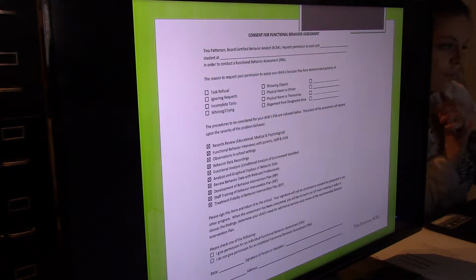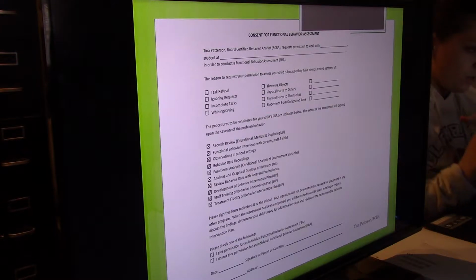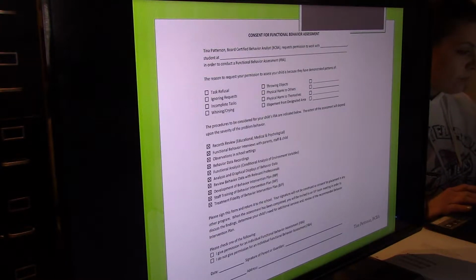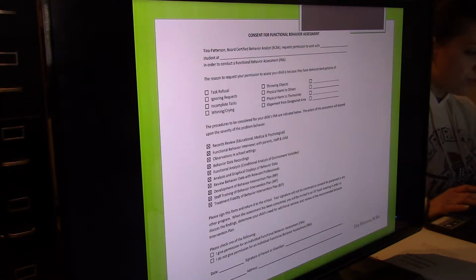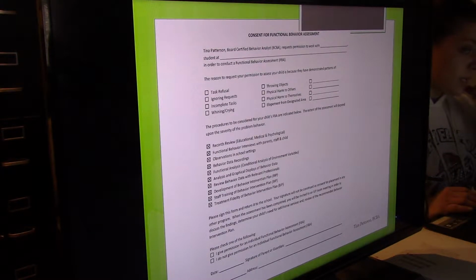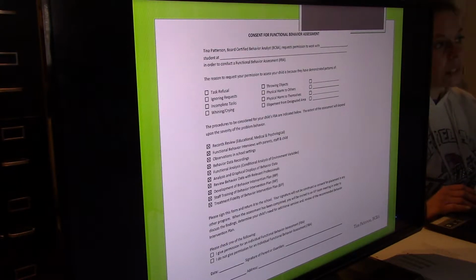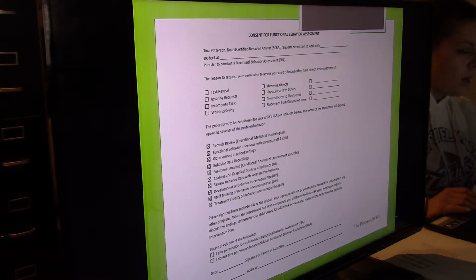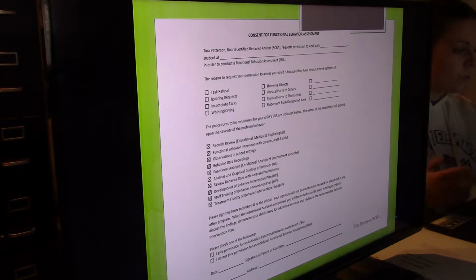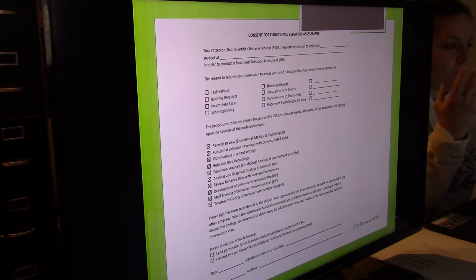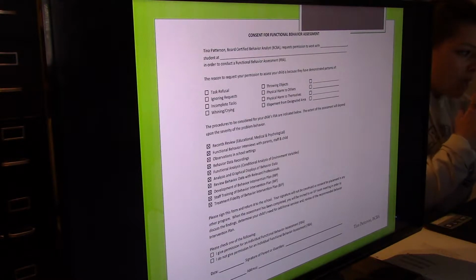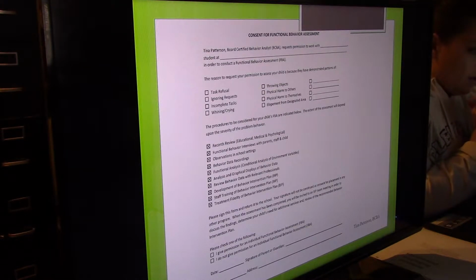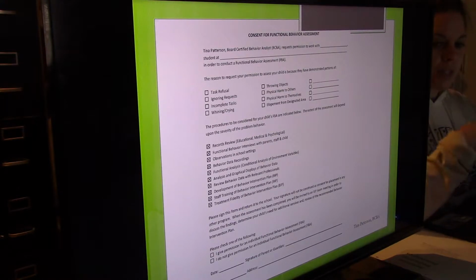So the consent for a functional behavior assessment goes through the reasons why. Is it task refusal? Is it property damage? Are they throwing things? Are they physically harming themselves or others? Are they running away from the classroom? So we tell them what our main concern is, what's going on, and then we go through the process of the FBA.